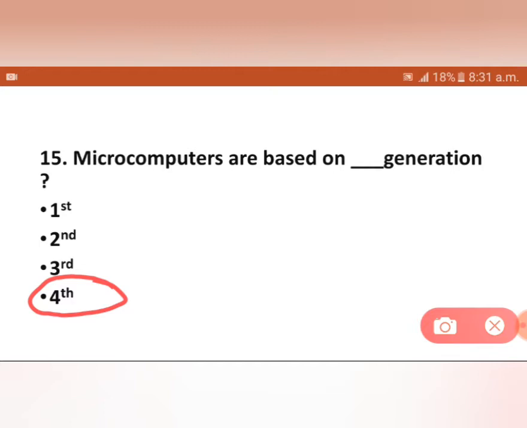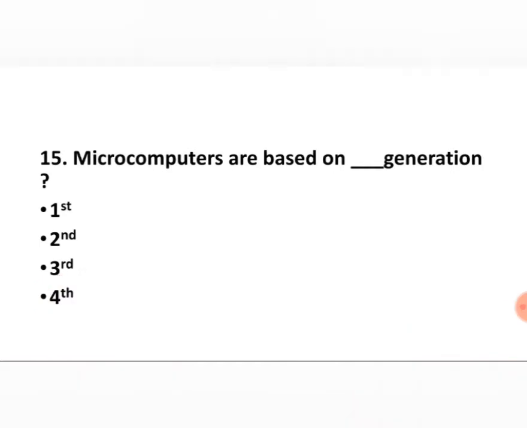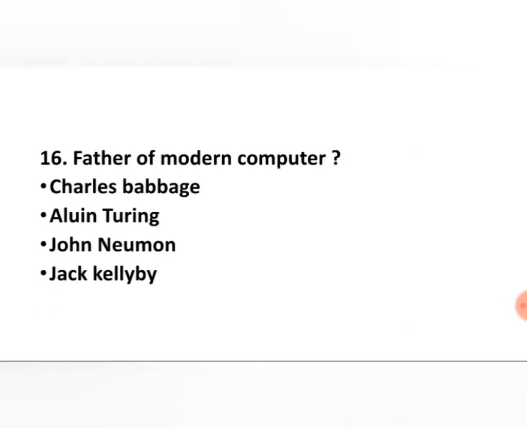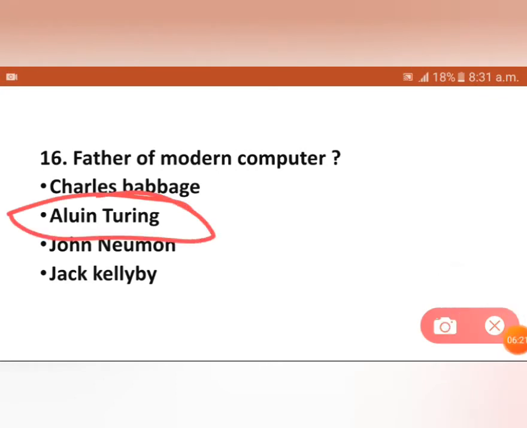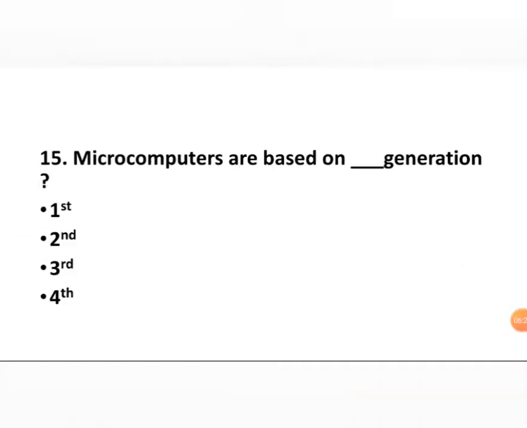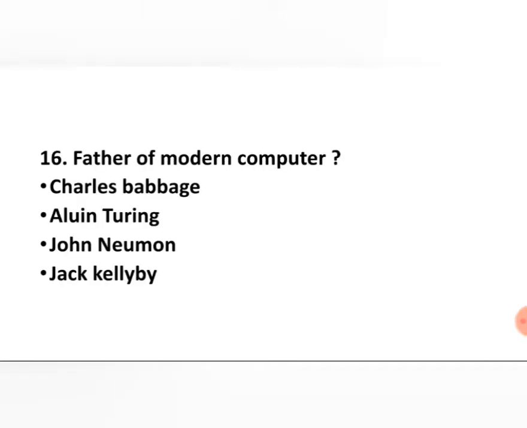Now one more question. Question number 16. Father of the modern computer is Charles Babbage, Alan Turing, John Newman, and Jack Callaway. The correct option is option number B, Alan Turing. And going back, microcomputers are based on fourth generation. Father of the modern computer is Alan Turing.